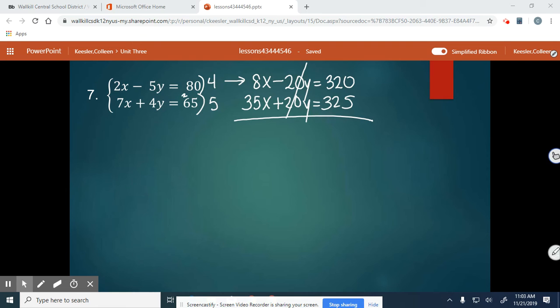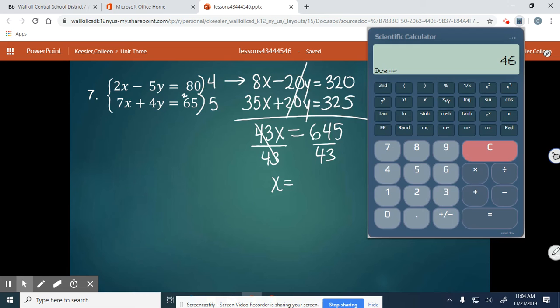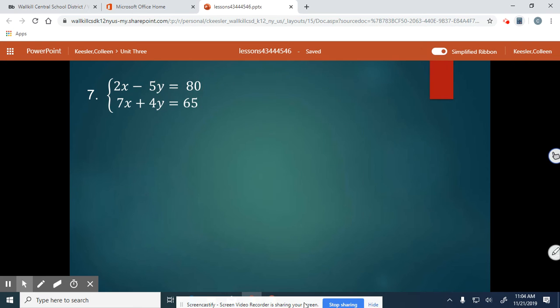Negative 20 and 20 cancel out. 35 and 8 make 43x equals 645. Divide by 43. And no, I do not know that answer off the top of my head, so I'm going to pull out my calculator and do 645 divided by 43, giving me 15.